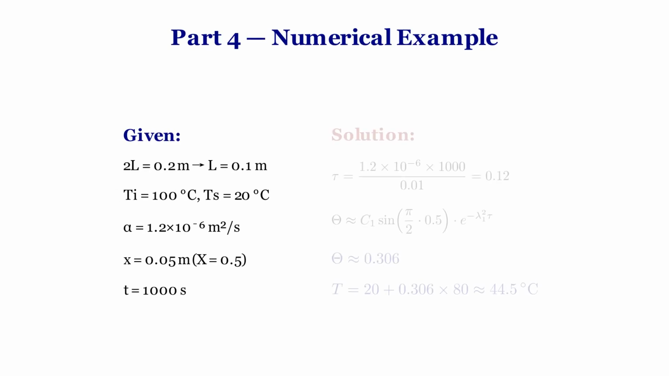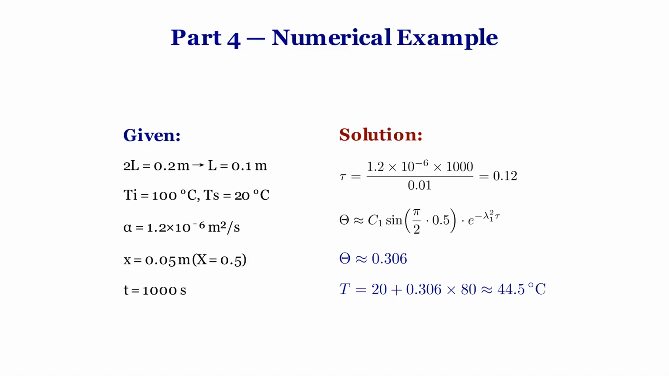Let us apply this to a numerical example. Wall thickness 2L equals 0.2 meters, initial temperature 100 degrees Celsius, surface temperature 20 degrees. Thermal diffusivity 1.2 times 10 to the minus 6. Find the temperature at the center after 1000 seconds.